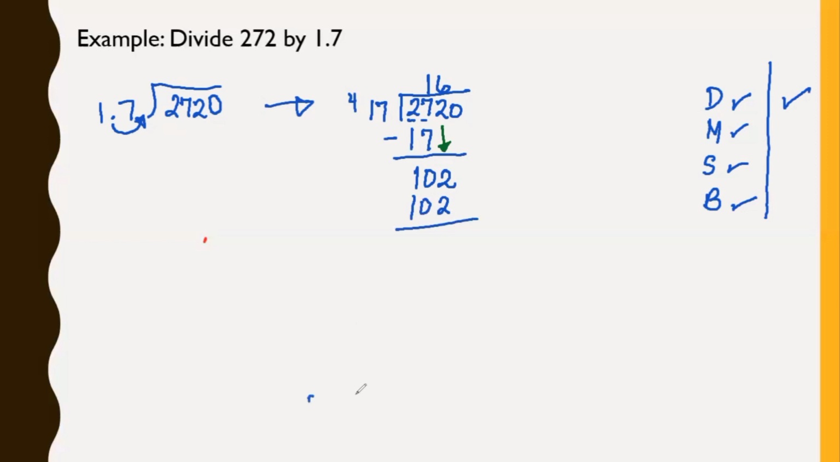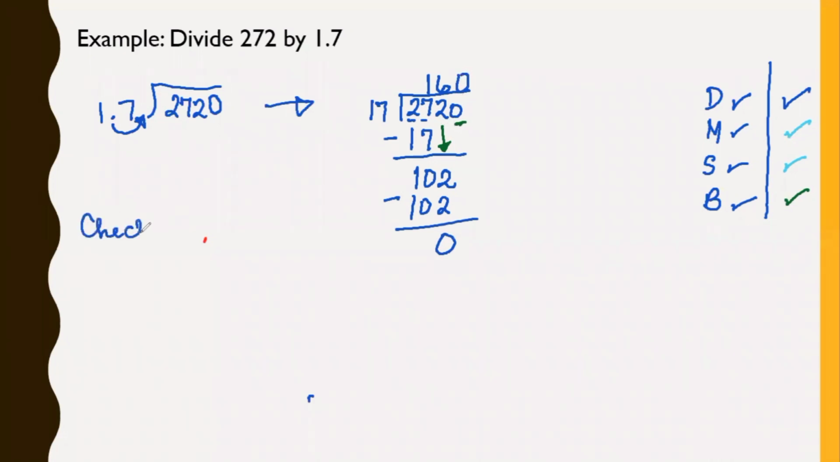Burahin ko tong 4 dito. Teka lang. Okay. And then we have here 102. So, nakapag-multiply na tayo. And then subtract. 102 minus 102 is 0. May isa ka pang 0 dito. So, we still have 1 0 here. Pwede mo siyang i-bring down at pwede mo rin siyang ilagay na lang sa taas. So, the answer is 160.